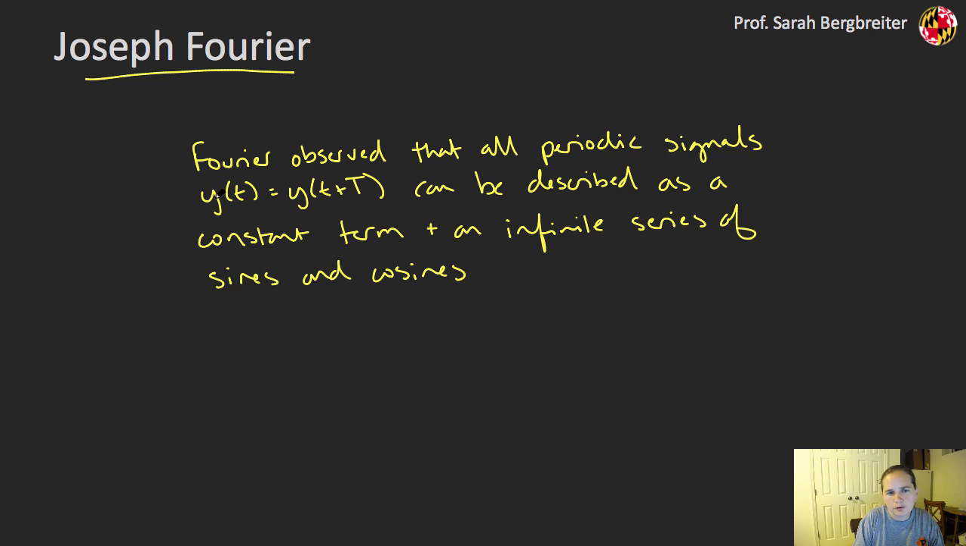Fourier observed that all periodic signals, and remember our periodic signals are defined such that there's some period capital T where y of t at all times little t, y of t equals y of t plus capital T, if the signal repeats itself, all of those periodic signals can be described by a constant term, effectively a DC offset, plus an infinite series of sines and cosines. And that statement should really kind of blow your mind a little bit.